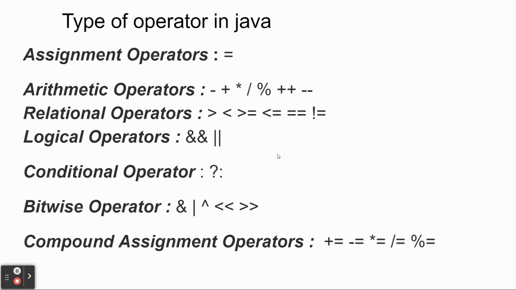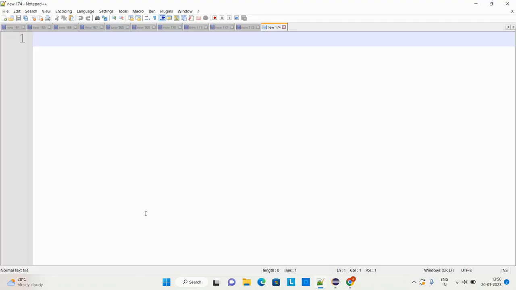Moving toward the next operator, the next operator is the bitwise operator. Okay, so for the bitwise operator, basically this operator will perform the operation on bits. So we have to convert the number into binary format. Before proceeding with this operator, I will write the binary numbers from 1 to 8.